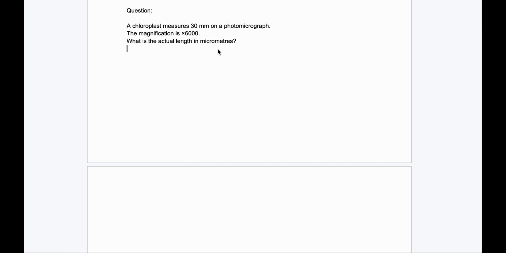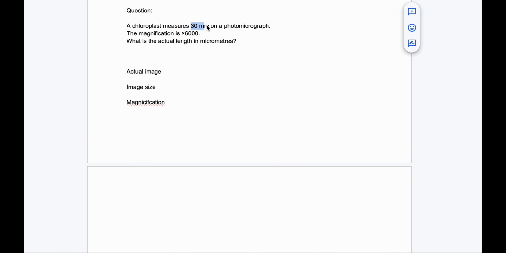To solve these questions, what you do is you get a pen and you underline the data you have. So you underline the numbers. We have 30 and we have 6,000. And then we look. So it says a chloroplast measures 30 millimeters on a photomicrograph. What's that saying? That's the image size, not the actual size. Remember what we have. We have actual size, we have image size, and we have magnification.